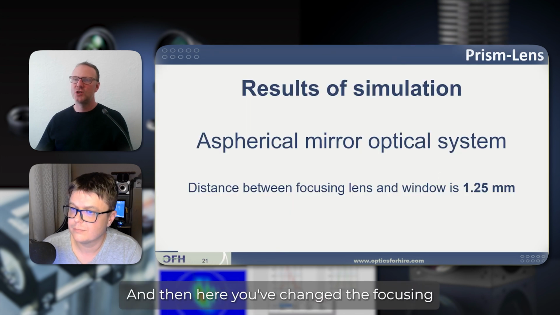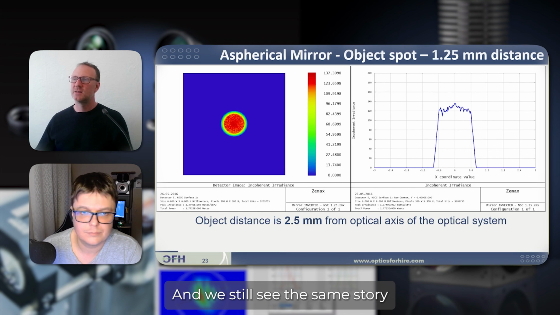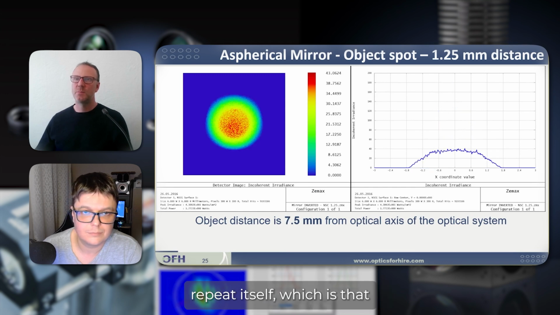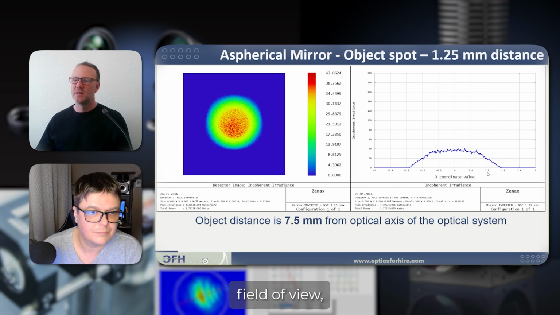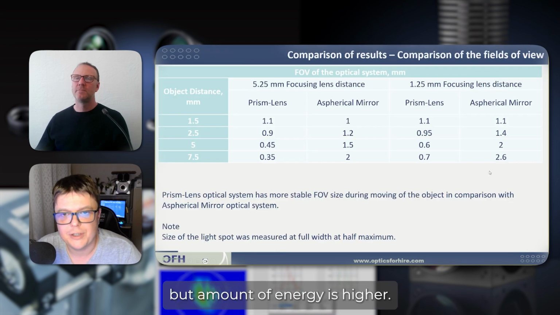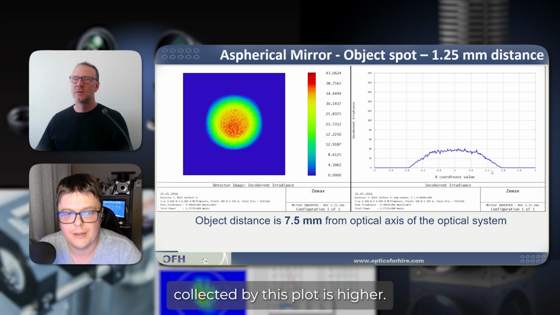And then here you've changed the focusing lens and window distance, and we still see the same story repeat itself, which is that the field of view gets much larger. In this case, when that parameter is changed, it gets to be almost, not quite 4 millimeters, 3.6 millimeters field of view. But the amount of energy is higher. Total power collected by the spot is higher. And the total power collected is more, you're saying? Yeah.